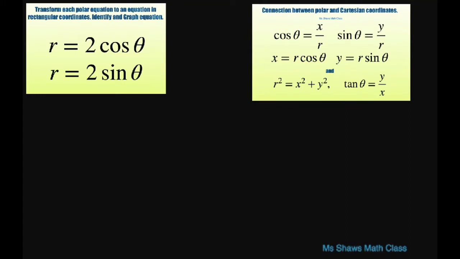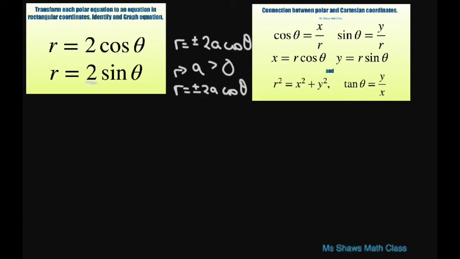Now basically this one has the form of r equals plus or minus 2a cosine of theta, where a is positive. And then this one's the same thing, but it's r equals plus or minus 2a sine of theta, and a is positive.